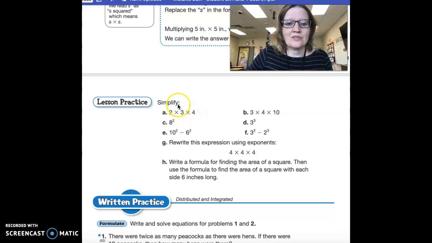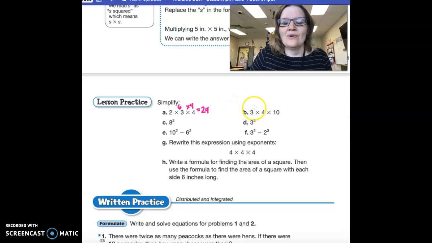I hope my pen is going to be cooperative today. 2 times 3 is 6. I'm going to put that right up here. I'm going to move this right here. We know that that's 6. And I know that 6 times 4 is 24.